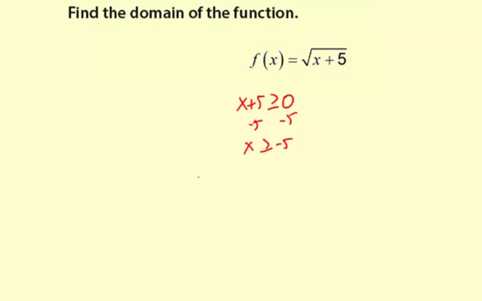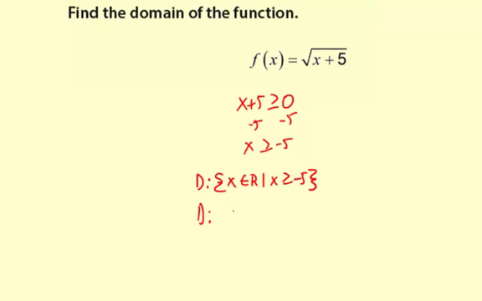In set-builder notation, you say the domain is x is an element of the real number set such that x is greater than or equal to negative 5. Close curly bracket.